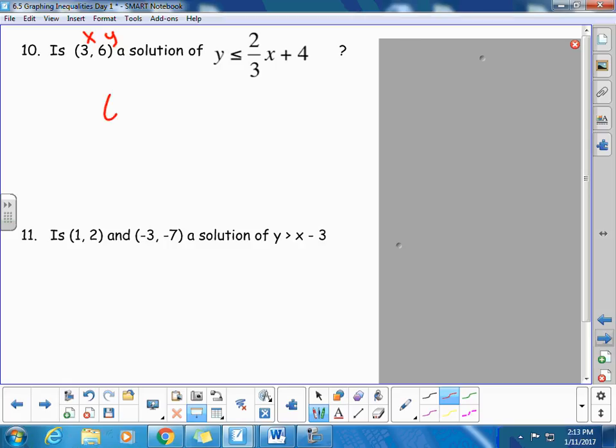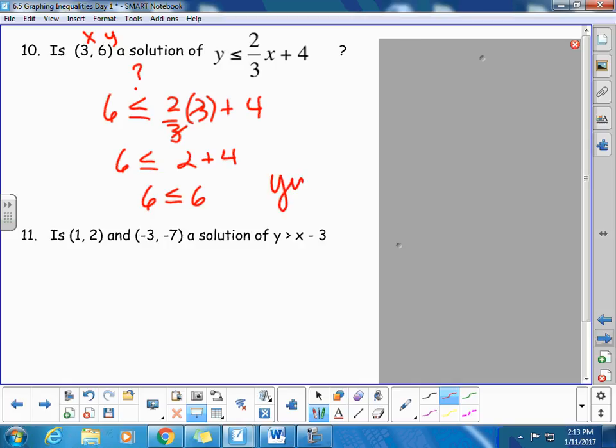So if I put 6 in for y, is that less than or equal to 2/3 of 3 plus 4? Is 6 less than or equal to, these two cancel out, so I'd get 2 plus 4. Is 6 less than or equal to 6? Now, a lot of times kids say no because it's not less than, but it has to be either less than or equal. It can be either one. Since it is equal to 6, this is a solution. So is it a solution? Yep, it surely is.